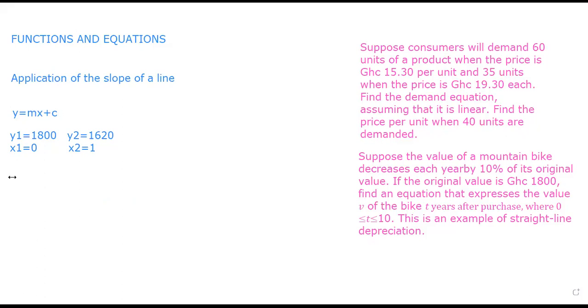So we'll find our M. Our M is Y2 minus Y1 over X2 minus X1. We know our Y2 already, which is 1,620, minus Y1 of 1,800, over our X2, 1, minus 0. So what will be the M? Minus 180 over 1. Any number divided by 1 is the same, so you don't need to write over 1. So our M is negative 180.